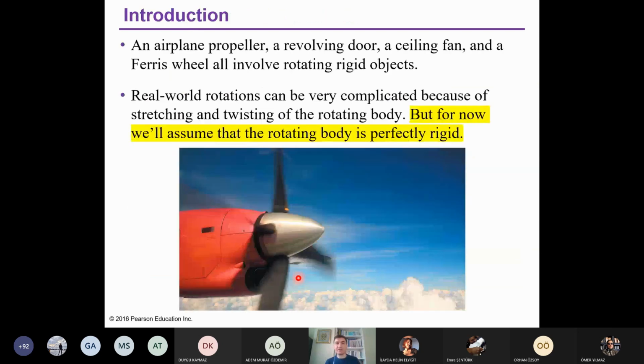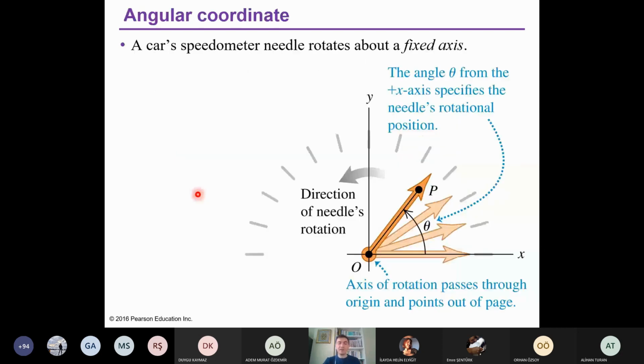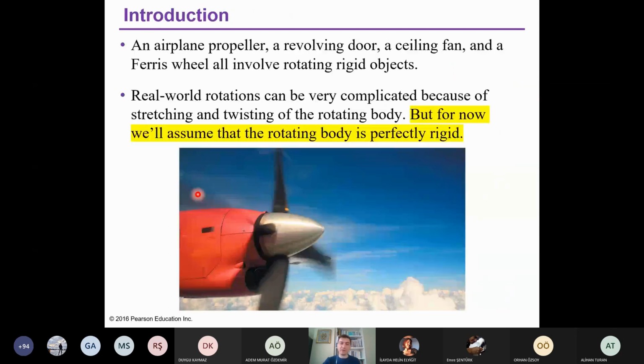Let me tell you here related to a rigid body. This is very important. Real-world rotations can be very complicated because of stretching and twisting of the rotating body. So let's consider a wheel of a car, okay? During the rotation, the shape of the wheel changes. But within this chapter, we will consider that the shape of the rotating body does not change, okay? Then this is called a rigid body. If you hear or read rigid body, it means that its shape does not change during rotation. Okay, don't forget this term. And within this chapter, we will always consider that we are dealing with rotation of rigid bodies.